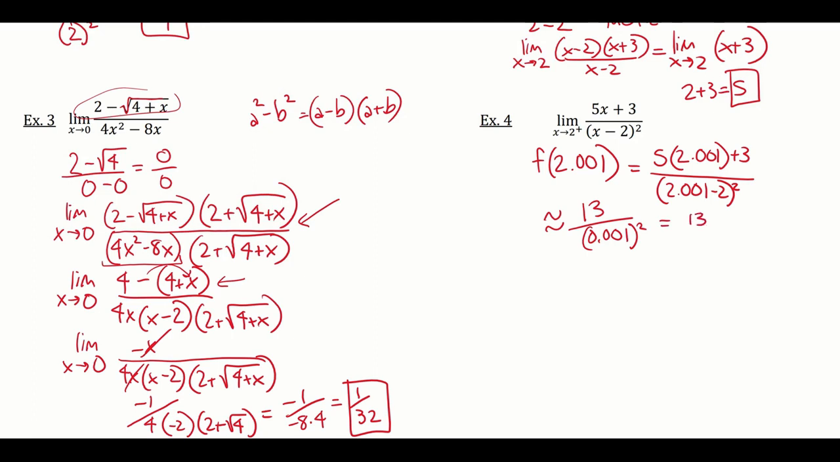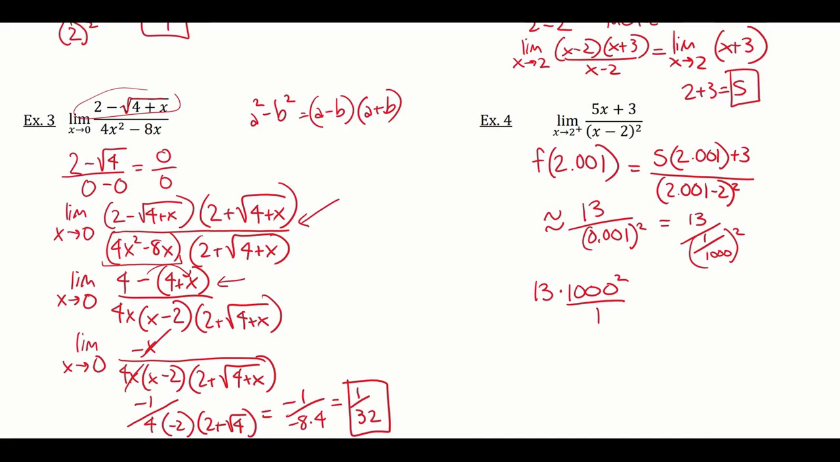Which is 13 divided by 1 out of 1,000, so that's the thousandths place, squared. Now, instead of dividing by 1 over 1,000 squared, that's the same thing as multiplying by 1,000 squared over 1. Okay, now, is the actual answer 13 million?